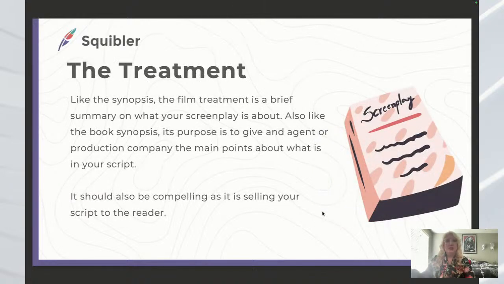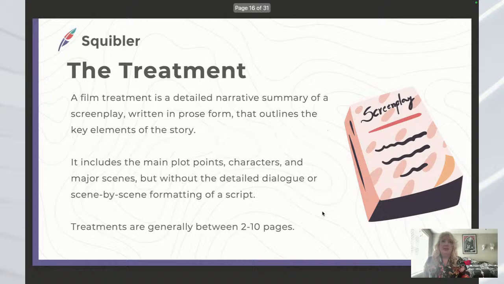So those are some tips for the synopsis. For the film treatment, it is a brief summary, like the synopsis is, on what your screenplay is about. And also like the book synopsis, the purpose is to give an agent or a production company the main points about your script. It should be as compelling as it is selling your script to the reader. So it needs to be really tight and compelling for them.